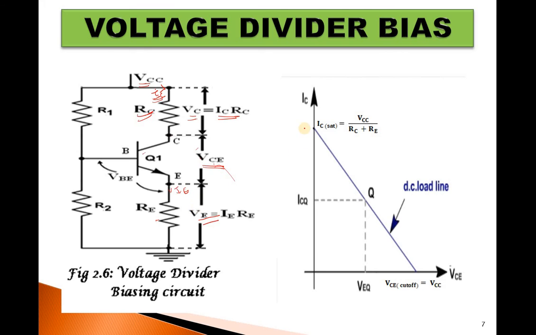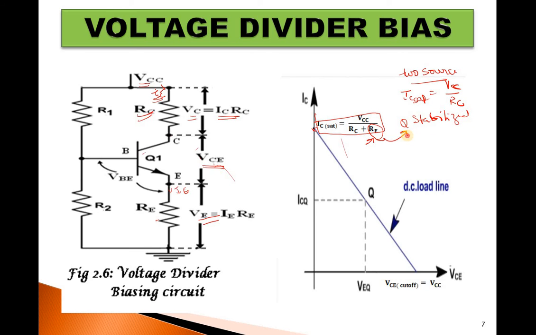With this, if I take a DC load line, this is IC saturation. Actually, we are going to derive this formula in the next slide. IC saturation is VCC by RC plus RE. Earlier, in the two-source method, IC saturation was VCC by RC. Now, you can see this is important, because of this, we will get the Q point stabilized.